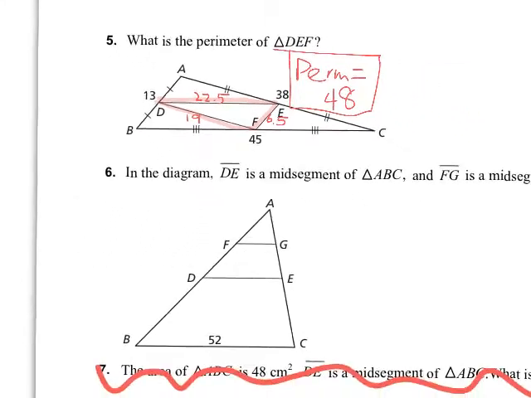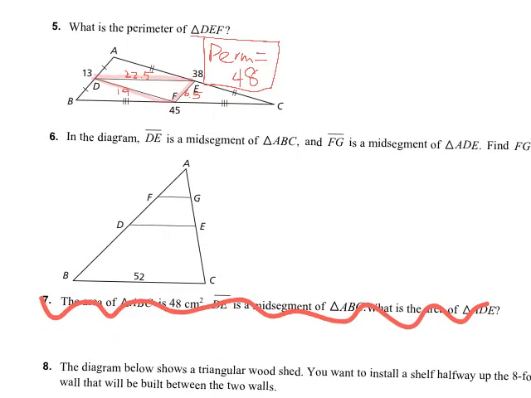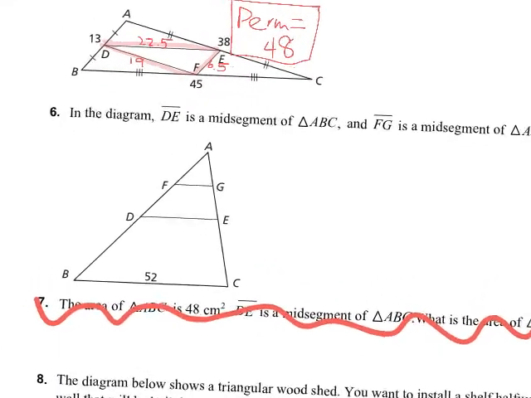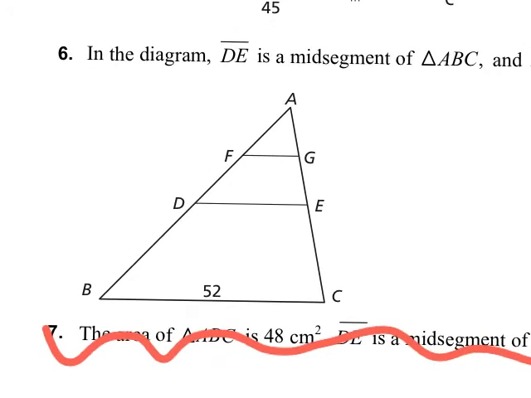Number 6, it tells me that DE is the mid-segment of the big triangle. FG is the mid-segment of the upper triangle. So I want to find FG. Okay, so it's just mid-segment, mid-segment. So mid-segment here is going to be half of the 52, so that'd be 26. Okay, and then FG is the mid-segment of this top triangle here. FG is the mid-segment, so half of 26 would be 13. So I can say that FG, segment FG, equals 13.